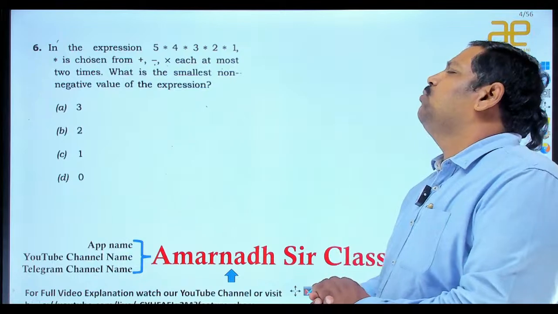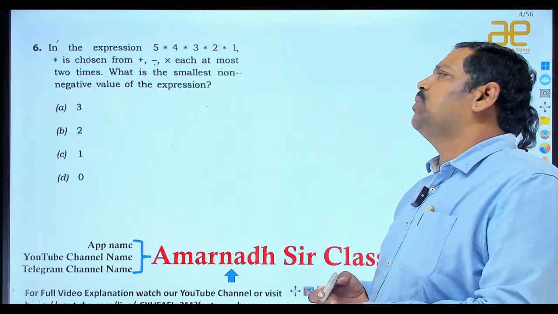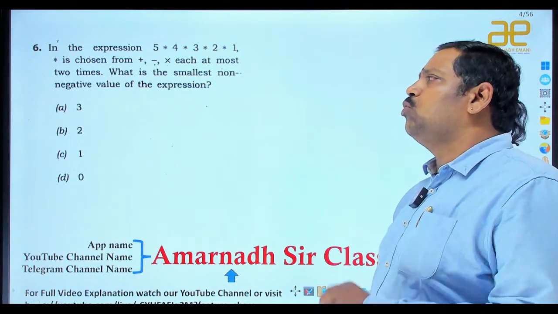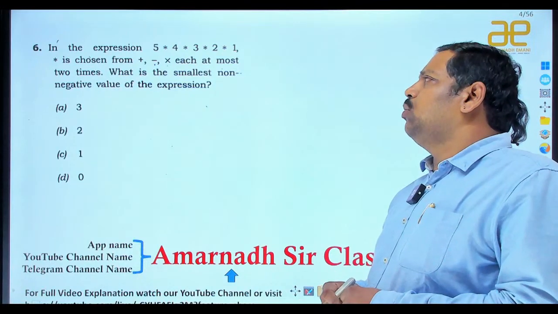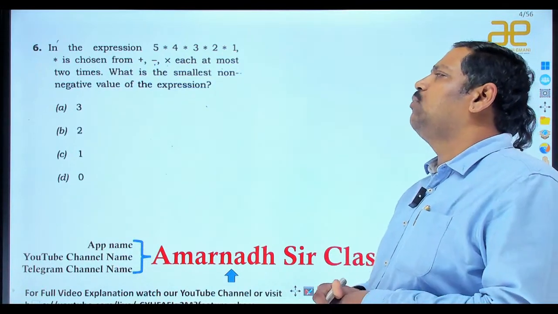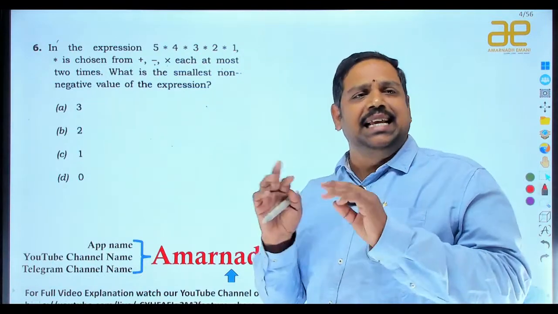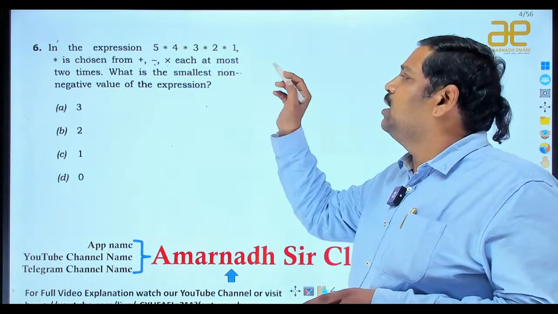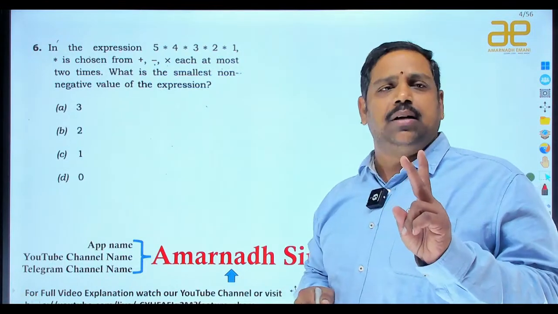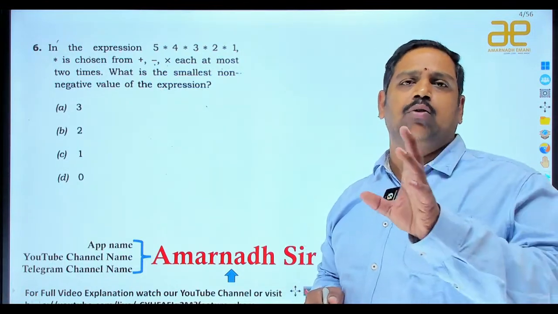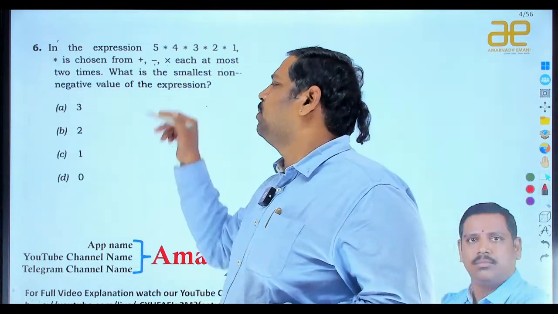In the expression 5 star 4 star 3 star 2 star 1, star is chosen from plus, minus, into, each at most 2 times. Each one at most 2 times. What is the smallest non-negative value of the expression? So he is saying that we can use any symbol. At most means maximum 2 times we can use. That you have to keep in your brain.